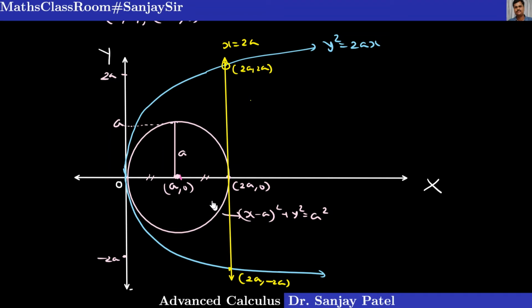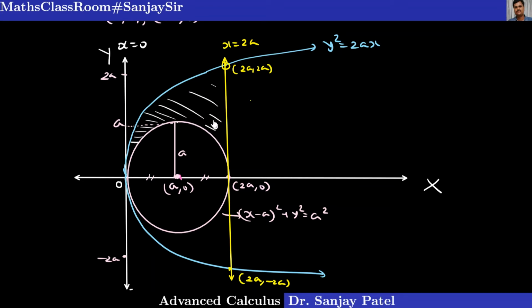Our region of integration is the area between the curves x equal to 0, that is the y-axis, x equal to 2a, this parabola and this circle. So this is the region of integration.